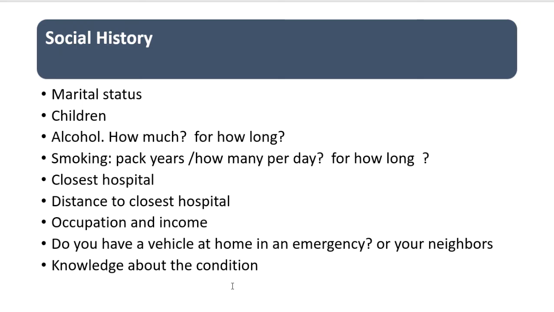The next question you have to ask is, do you have a vehicle at home in an emergency? Again, the closest hospital and the distance to the closest hospital are relevant to this question. In an emergency, you should be able to come to the hospital. Then the next question, you need to ask about the patient's knowledge about this condition. If he doesn't have any idea about this condition, you have to teach them. That is an important part. So these are the very important things in the social history.